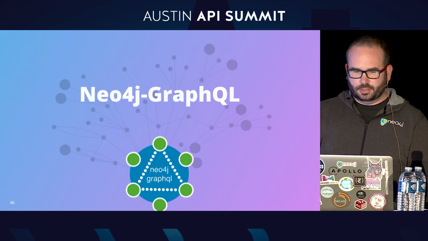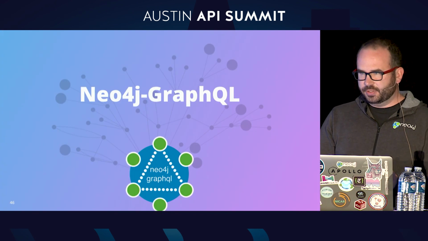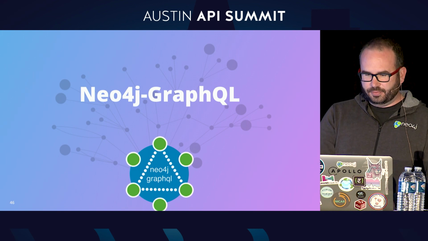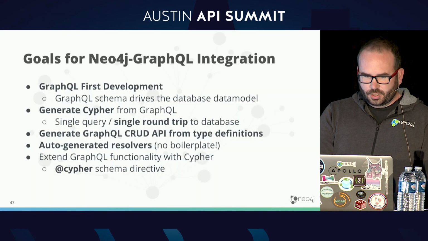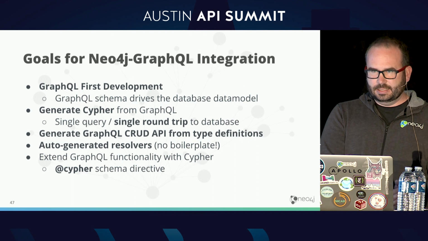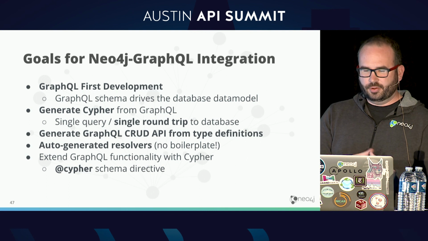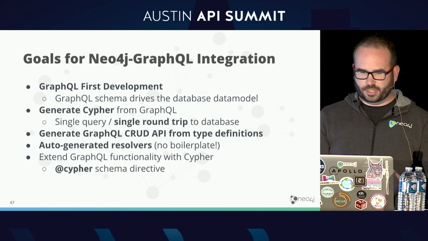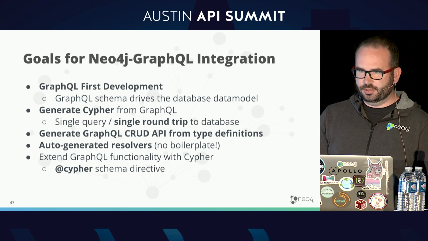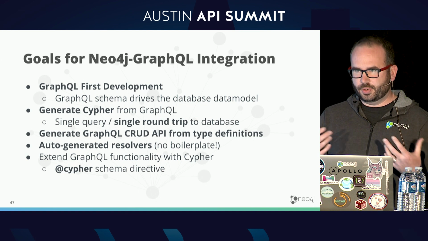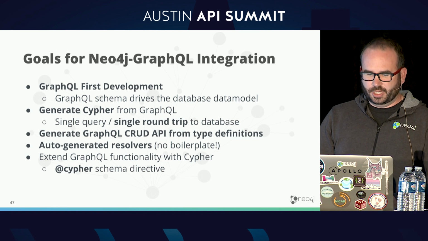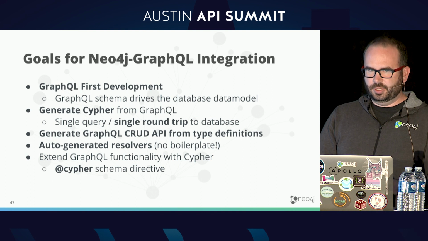So let's take a little closer look at the Neo4j GraphQL engine. The goal for this is to enable what's called GraphQL first development. So we want to use GraphQL type definitions to drive the database. That should handle database query generation for us. And then we still want this to be extensible.